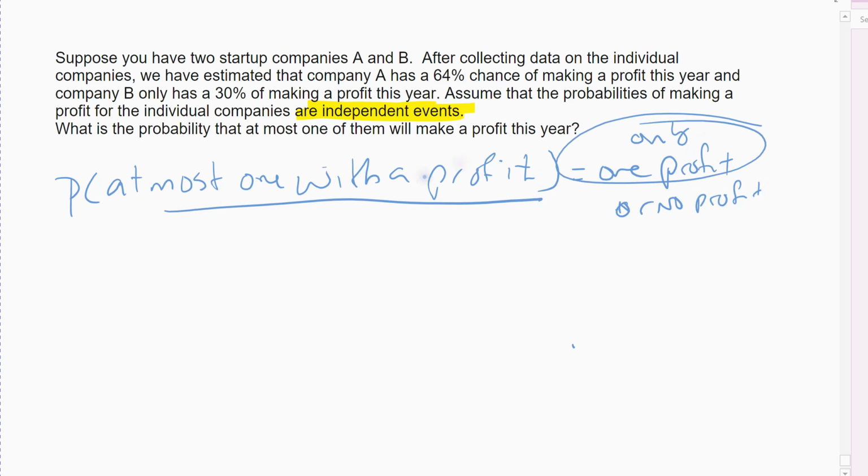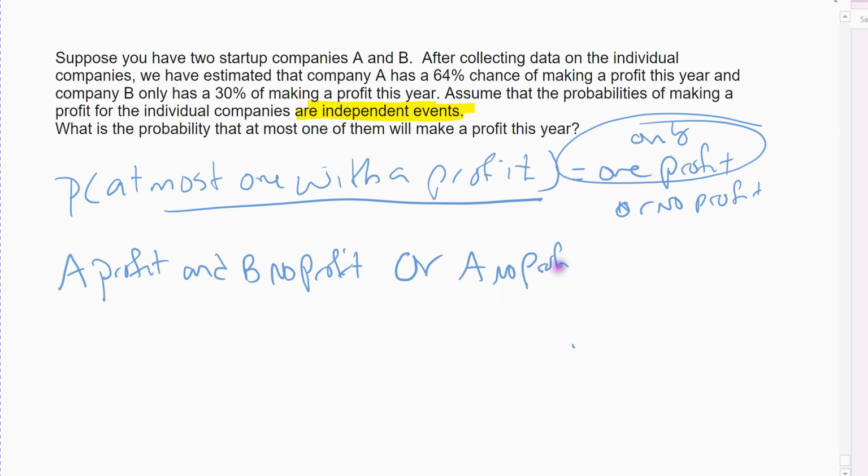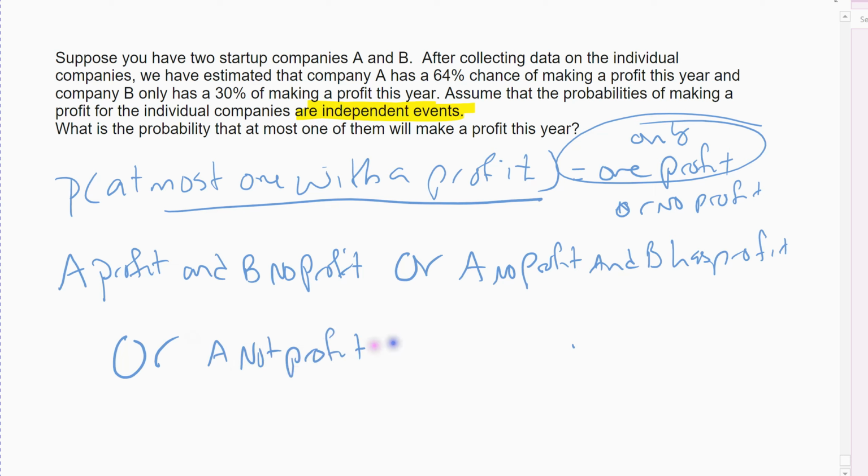And so the hard part about this one, if you were going to set this up without the complement, is one of them's making a profit. So there are 3 cases. There's A makes a profit, and B has no profit. Or A has no profit, and B does. Or A has no profit, and B has no profit.